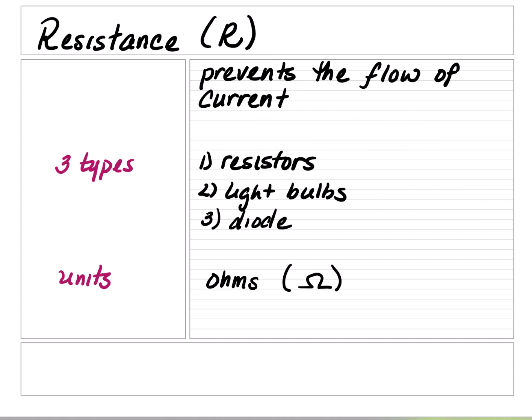All circuits need some type of resistance. Without resistance, the circuit will overheat and cause a fire. The purpose of resistance is to prevent the flow of current. The three types of resistance that you will encounter in class will be resistors, light bulbs, and diodes. The unit for resistance is ohm, or the abbreviation omega.